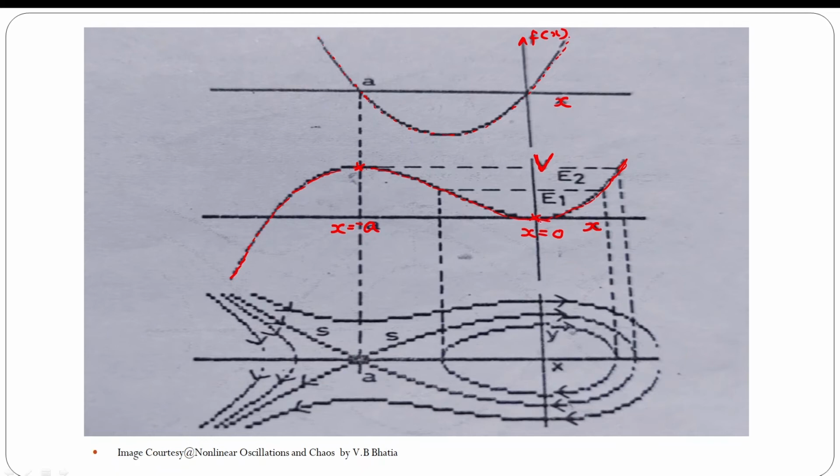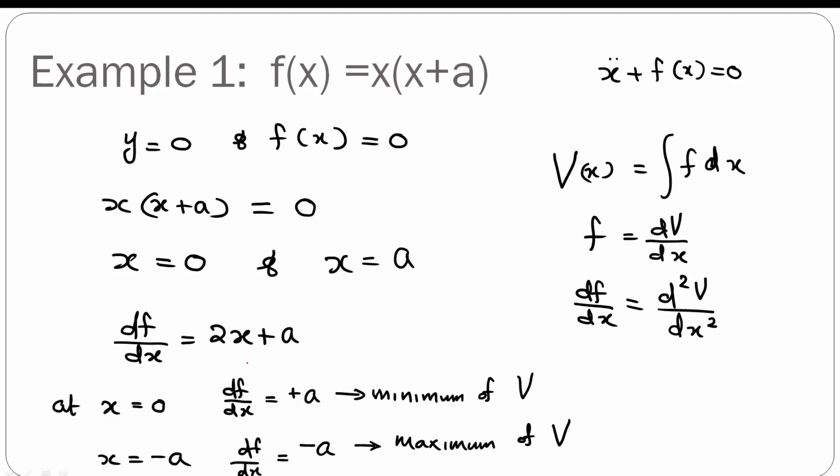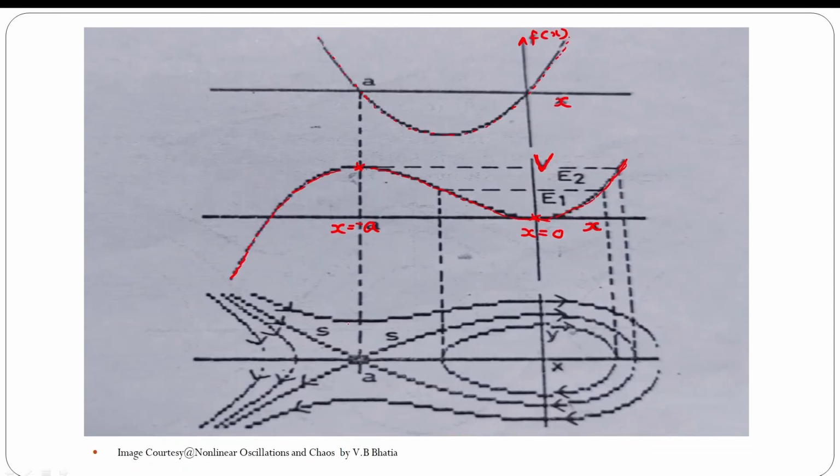We know that at x equal to 0, v is minimum. You just refer here, at x equal to 0, minimum of v. And at x equal to minus a, v is maximum. We have plotted that function df by dx.